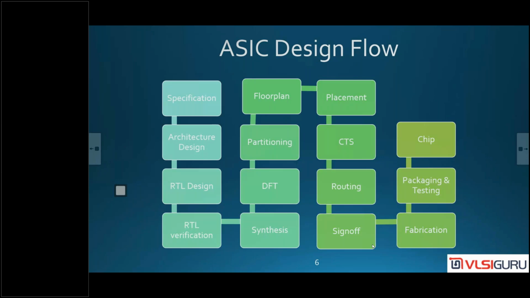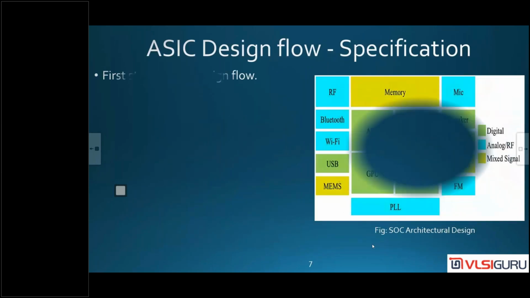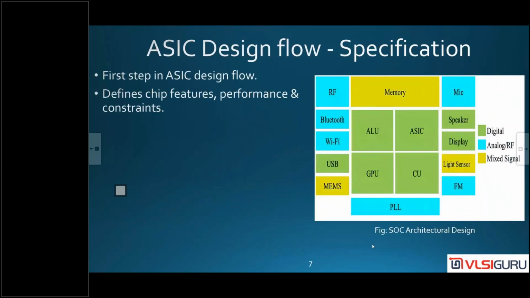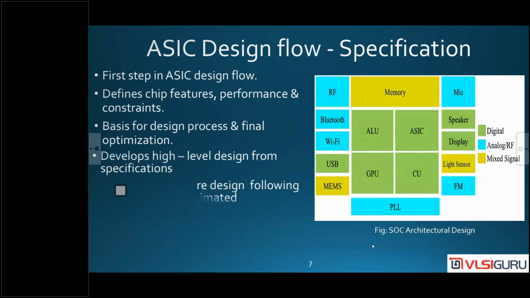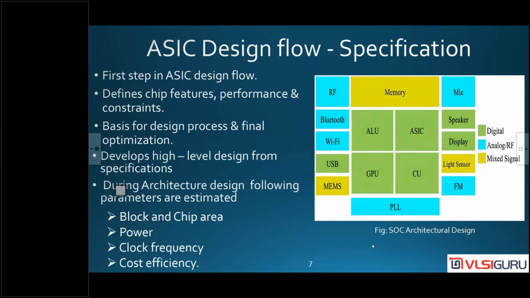So now, chip specification. What is chip specification? Chip specification is nothing but what are the requirements of the chip, what blocks you want in a chip. In a chip you require the RF module, whether you want Bluetooth module, Wi-Fi module, USB, PLL. PLL is for what? Phase lock loop. PLL will produce different clock frequencies.